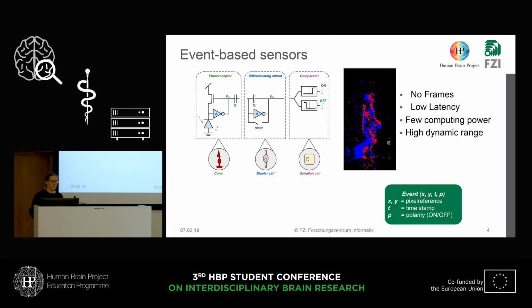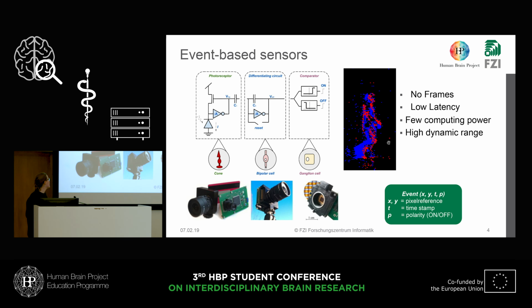Its course of action is basically that if nothing happens in the image, it doesn't send any data. And if the illumination of one pixel changes, it sends an event. An event is basically just the information of where, when, and whether it got brighter or darker. This has some advantages. We have no frames, low latency, and little computing power, which is really good because the correspondence problem already is computationally expensive. Here are some examples of DVS and newer, more sophisticated sensors, like the ATIS and the Davis.